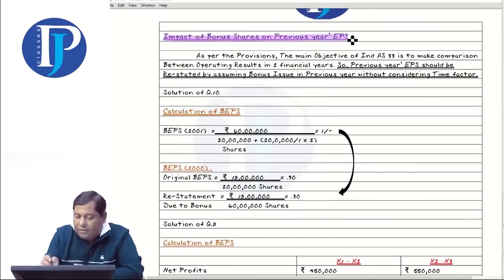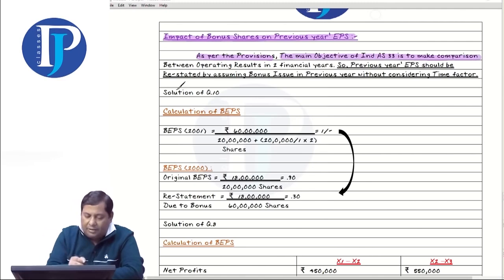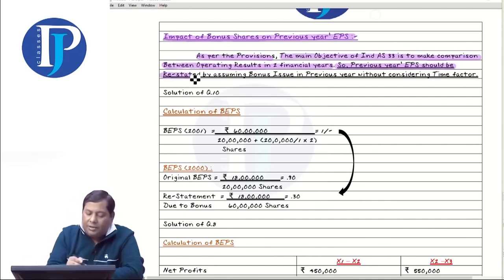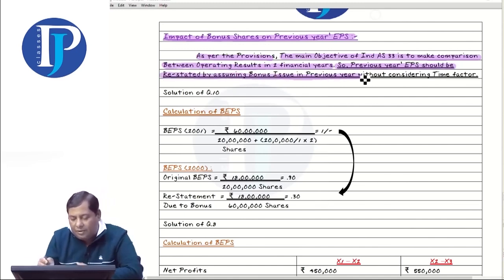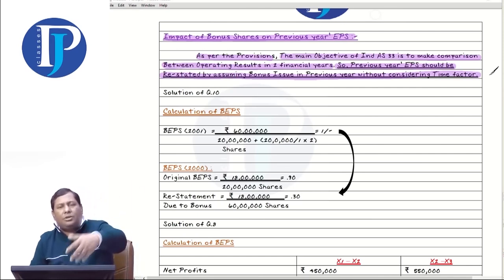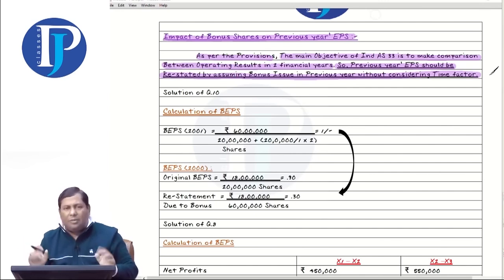Impact of bonus share on previous year EPS as per the provisions. Main objective of Ind AS is to make a comparison between the operating results of the two financial years. Previous year EPS should be restated by assuming bonus shares in previous year without considering time factor. Consider that bonus shares were issued last year also. You have done comparison, so the denominator should be same.